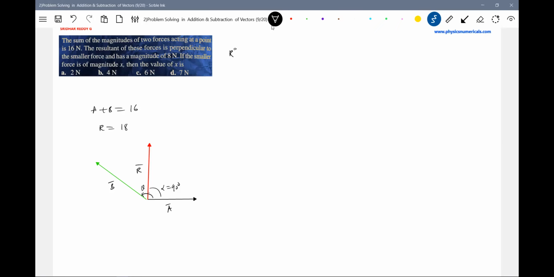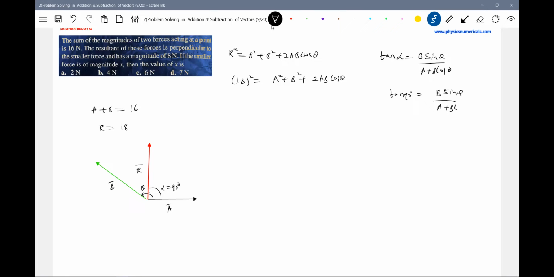The resultant: R square is equal to A square plus B square plus 2AB cos theta. R, the resultant, is 18, so 18 square. A square we don't know, B square we don't know, 2AB cos theta also we don't know. Keep it. Then come to tan alpha, which is B sin theta by A plus B cos theta, with tan 90. Do we know B? We don't know that also. Let's see what we can do here.